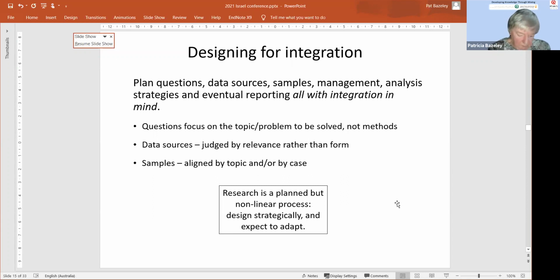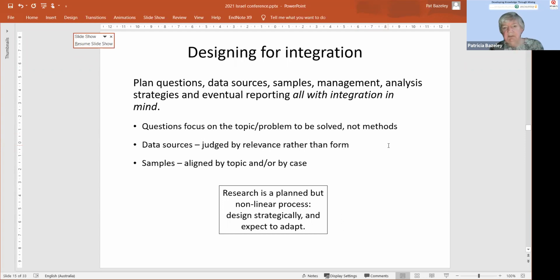I, again, differ from some of my colleagues who talk about having a quantitative question, a qualitative question, and then a mixed question. Usually all that's needed is the question, and then you have different elements that need to be explored in order to answer that question. But that doesn't mean you have a quant and a qual question as well. So the questions need to focus on the topic. In fact, that's going to be one of my themes all the way through. We focus on the topic or the problem to be solved. And the methods are simply what we used in order to achieve that.